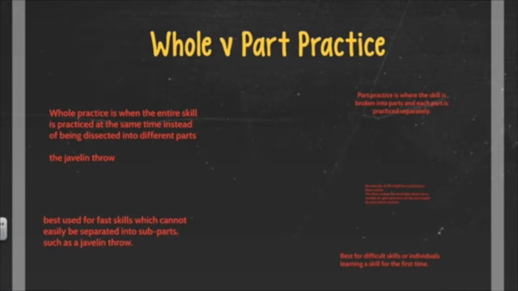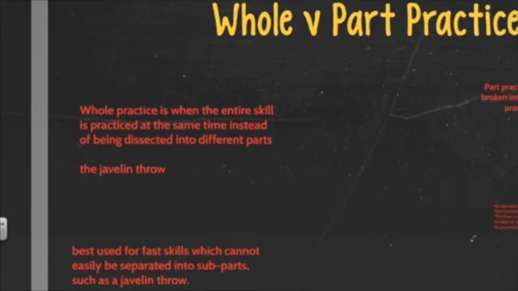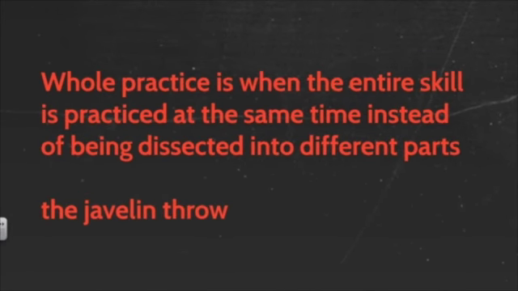The next type of practice is whole versus part practice. Whole practice is when the entire skill is practiced at the same time instead of being dissected into different parts. For example, the javelin throw. In the javelin throw, there are a couple of main parts. There's the run-up, where you're gaining momentum, and then the actual release of the javelin itself.